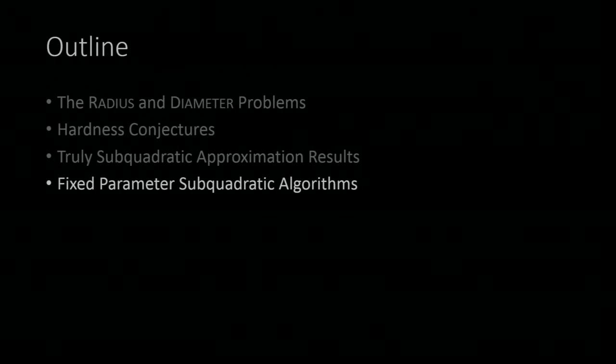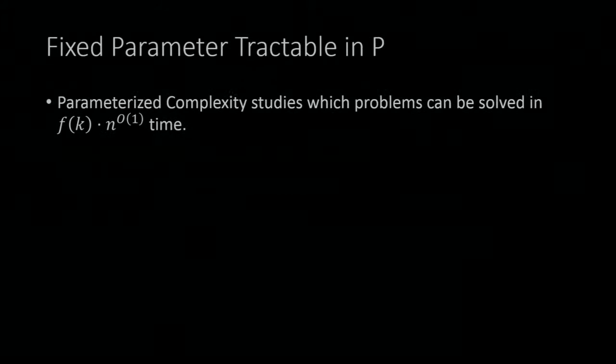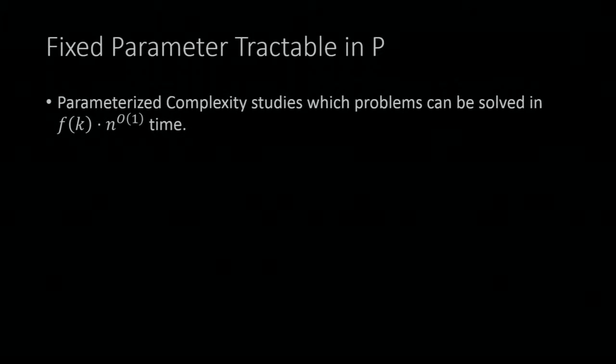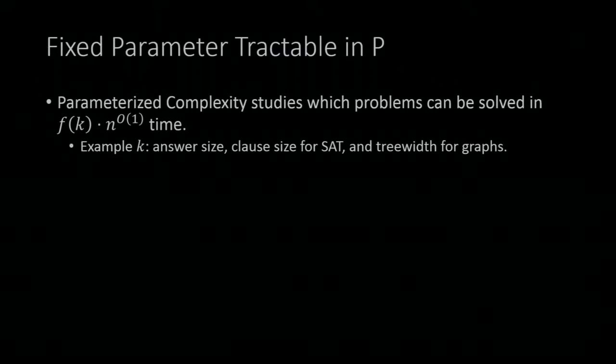But like I said, for this talk, I really want to focus on our fixed parameter subquadratic algorithms. So what does this mean? This is a new framework called fixed parameter tractable in P. The basic idea is that typically when you think about parameterized complexity, you want to know what problems can be solved in f of k times poly n time. Examples of k are the size of your clique, the clause size of your SAT instance, or the tree width of your graph. Typically, this is applied to NP problems. It doesn't make sense for problems in P, because for any parameter, they're by definition FPT. You just use the same algorithm and ignore the parameter.